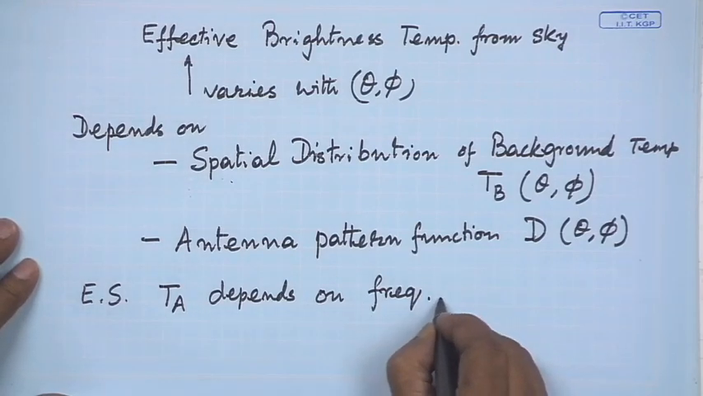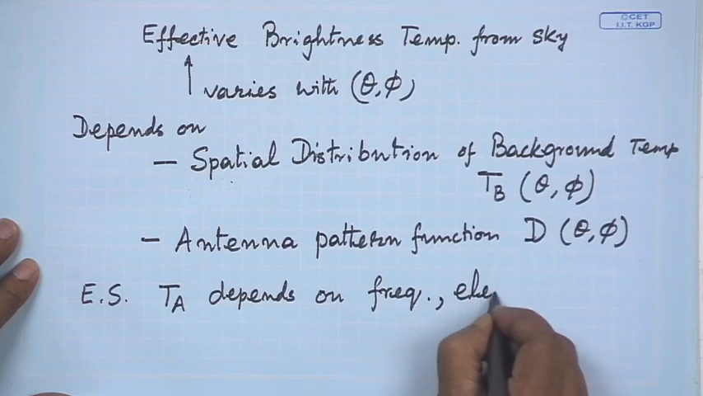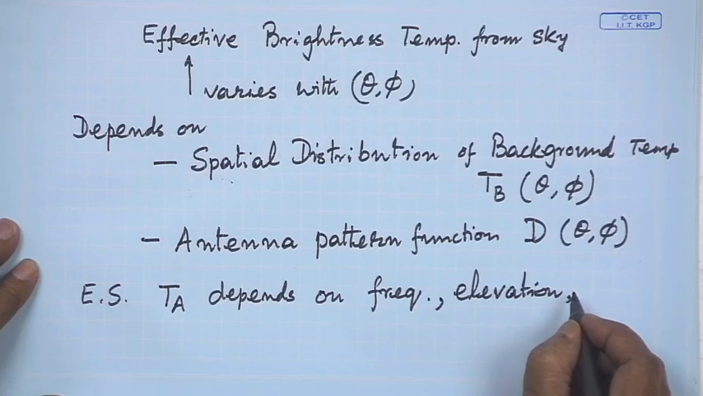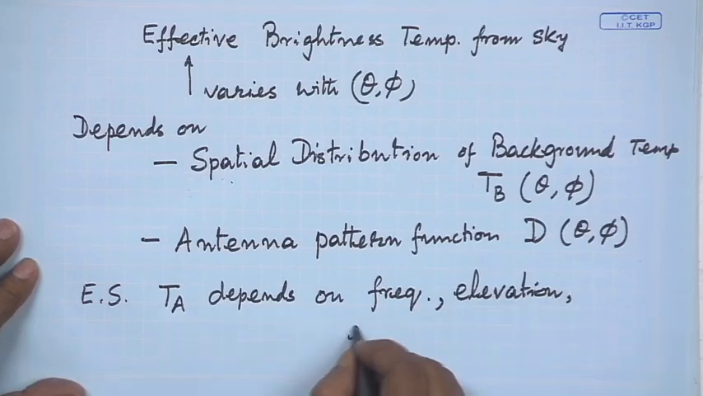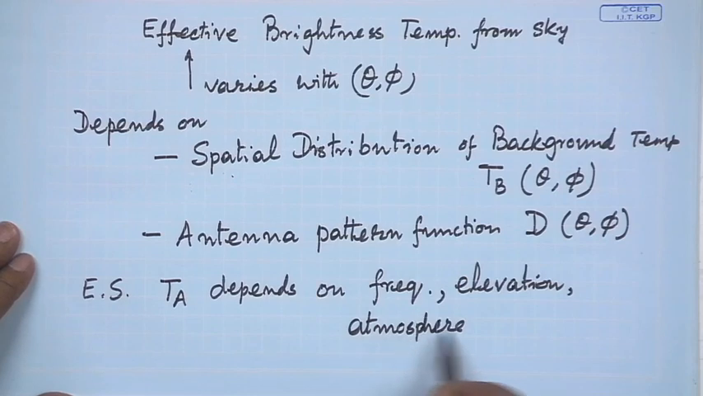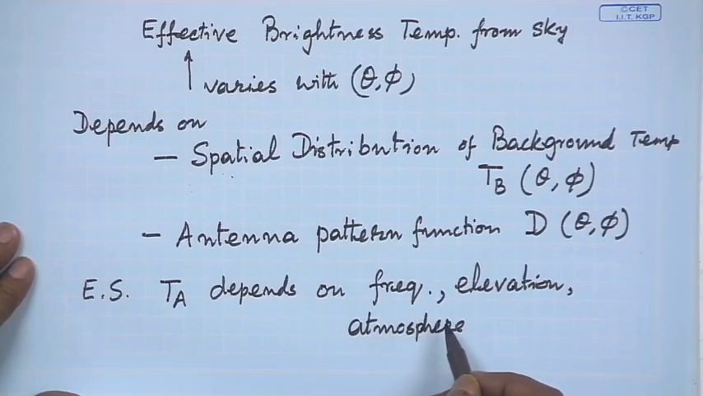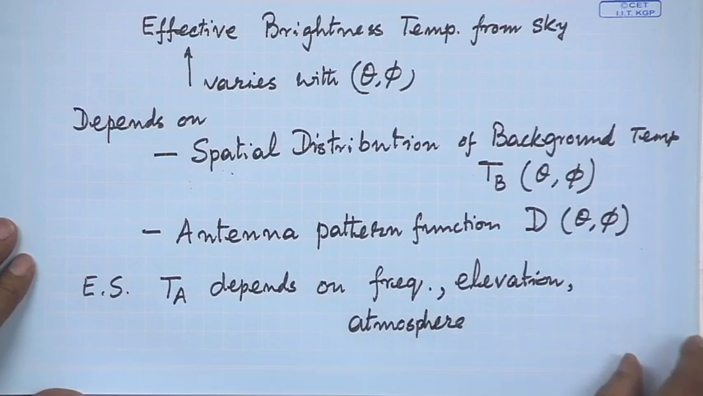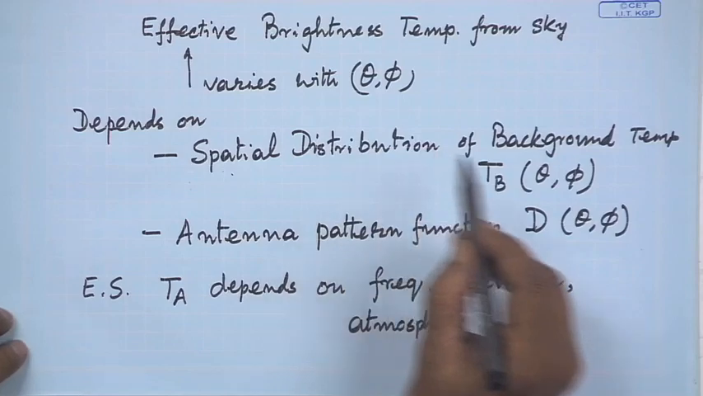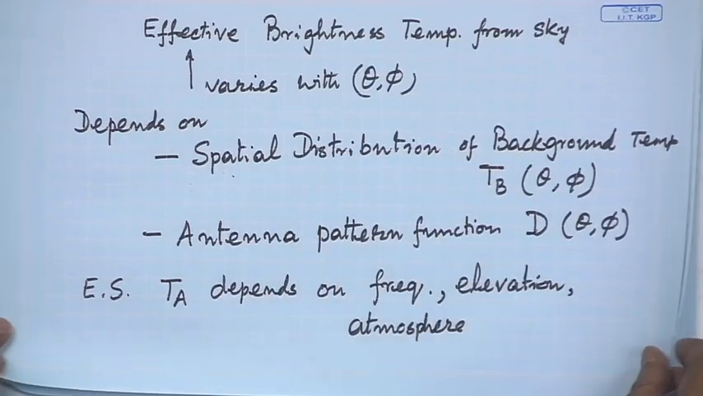Then it depends on elevation, azimuth, etc., and also it depends on atmosphere. That is, if there is a gas, rain, squalls, etc., it will have a different temperature. We will discuss that one in much more detail during our discussion on propagation. So, mainly it depends on the pattern and the background temperature distribution of that.